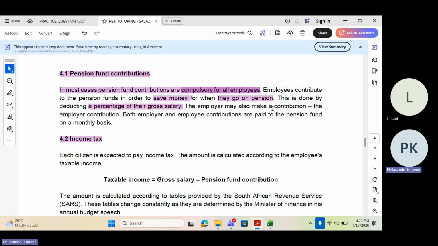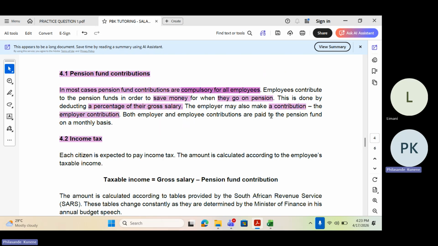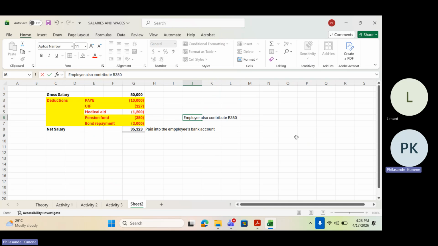The employer may also make a contribution, right? Which is called employer contribution. Both employer and employee contributions are paid to the pension fund on a monthly basis. You see, so now if you are paying 350 on a pension fund contribution, your employer as well will also contribute, right? Employer also contributes how much? 350, right? The employer will also contribute the 350. So which means now, how much will be the total that will be paid over to the pension fund? It is going to be 700 rands.